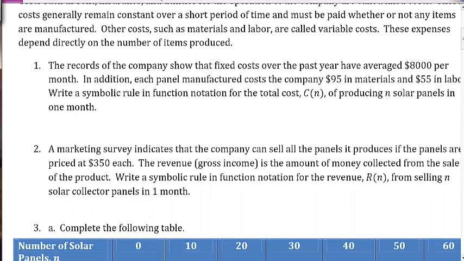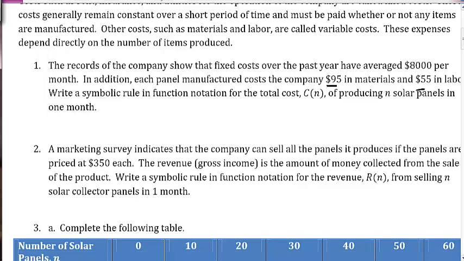The records of the company show that the fixed costs over the past year have averaged $8,000 per month. In addition, each panel manufactured costs the company $95 in materials and $55 in labor. Write a symbolic rule in function notation for the total cost C of n of producing n solar panels in 1 month. So we have two different types of costs.